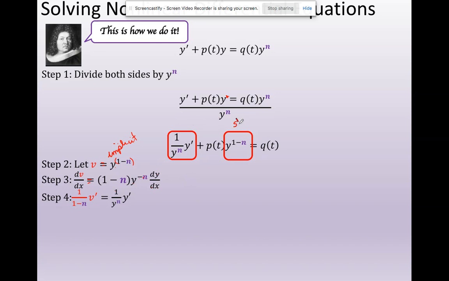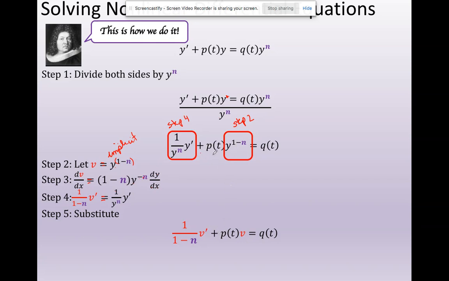So this red box is step 2. This red box is step 4. Replace. So 1 over y to the n times y prime, I substituted, right, because it is equal to 1 over 1 minus n v prime, or dv dx.